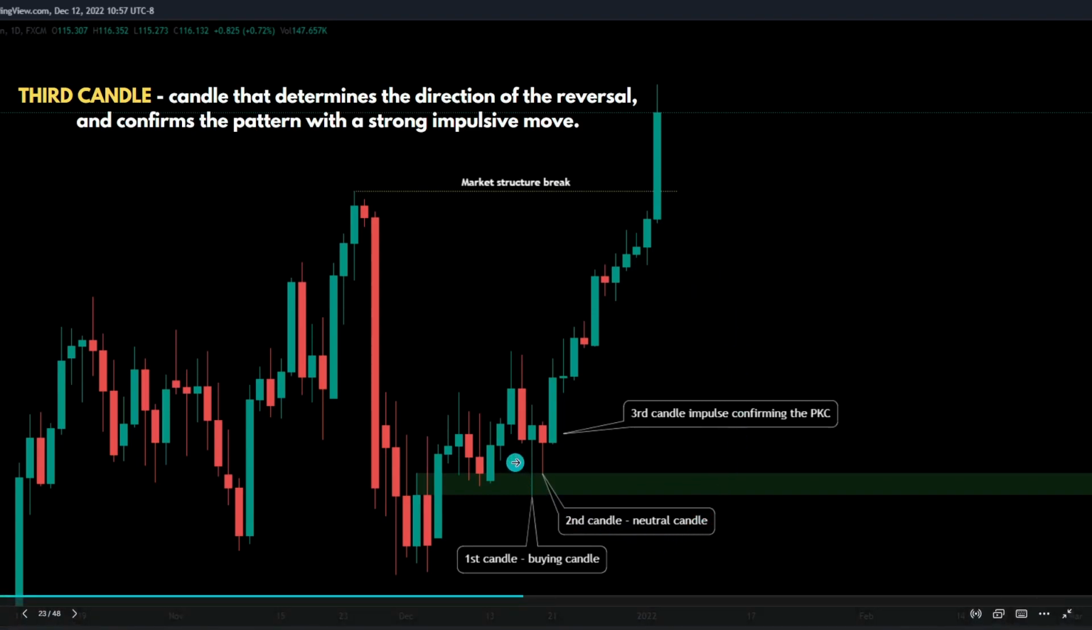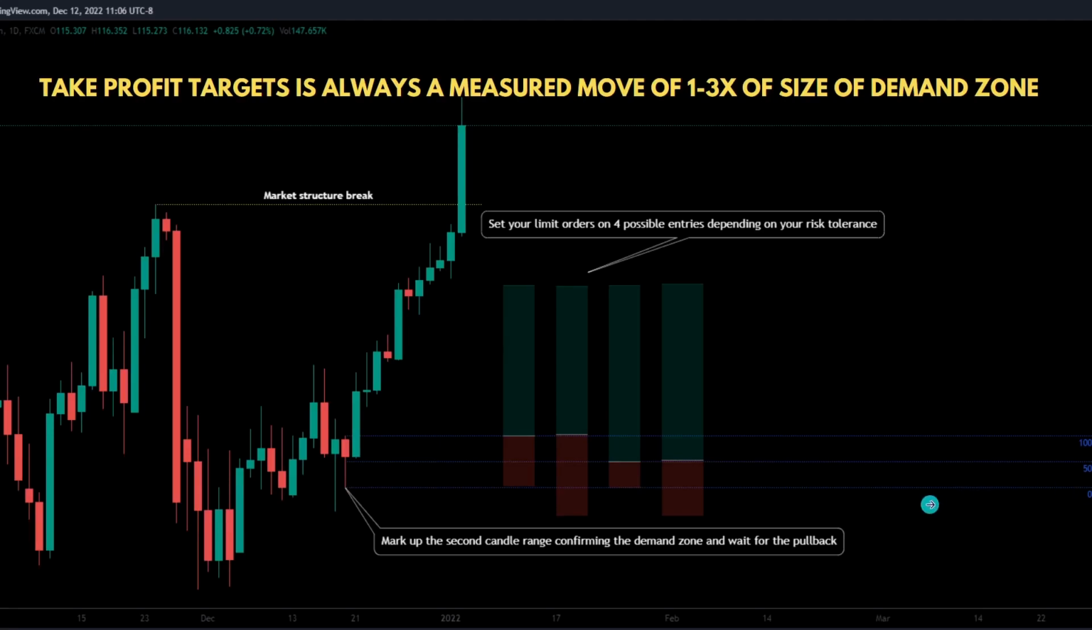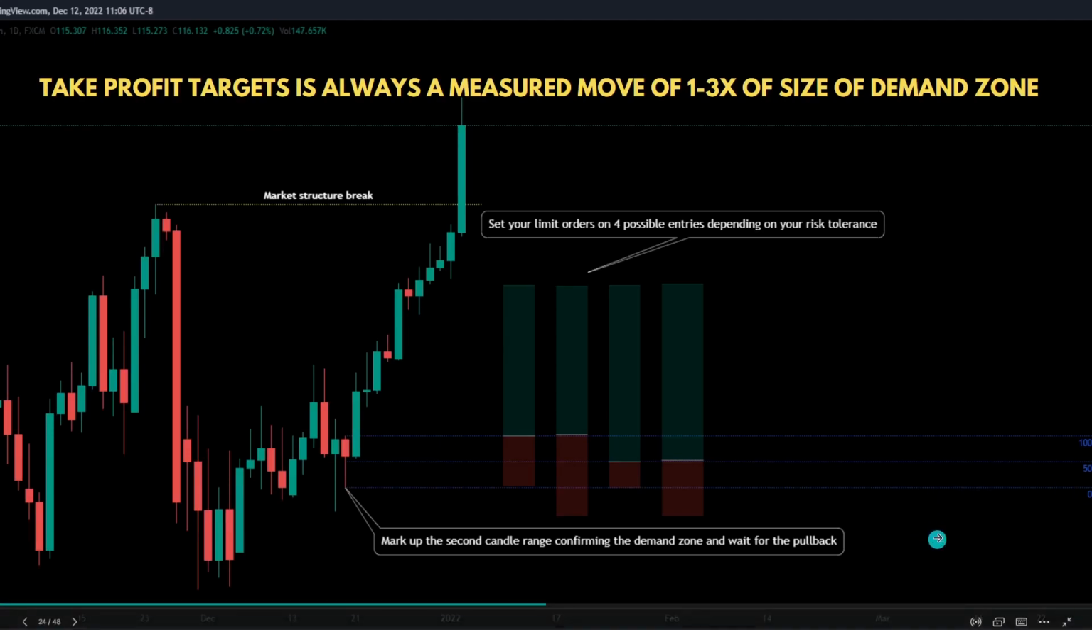So we have the first candle, which is the buying candle. Second candle is neutral. Third candle is pretty much the impulsive move and confirms the PKC. As you can see, it pretty much rallied all the way, closing way above this high, and confirms a market structure break.